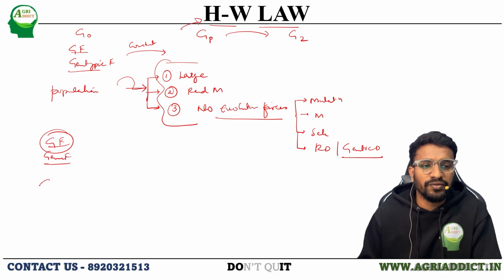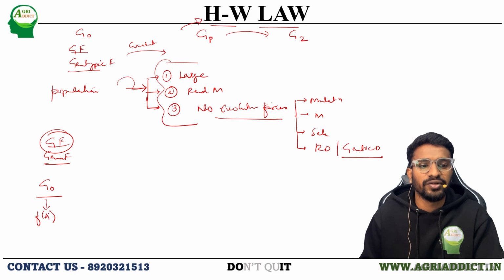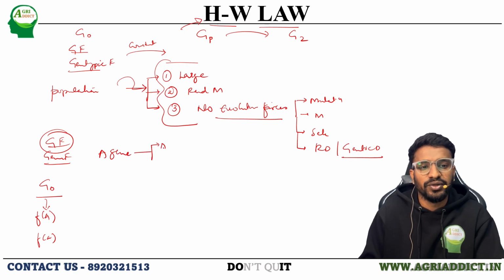For example, if I have a G0 generation, the base generation, and I derive the allelic frequency of capital A and small a, we are considering a single gene, let us take A as a single gene which we are studying, and it has two different alleles.